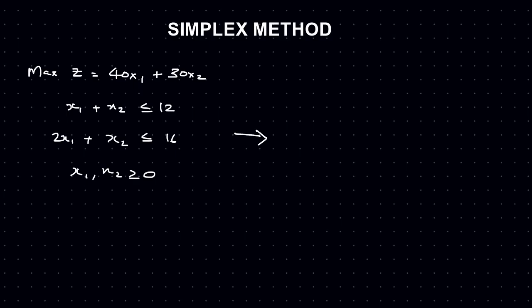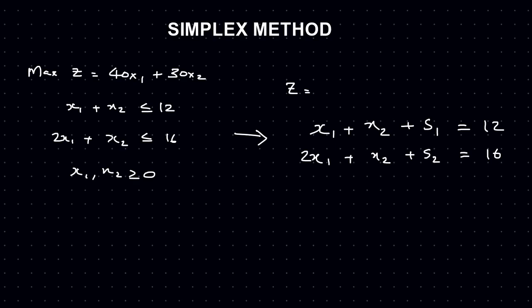So what we need to do is convert these inequalities into equalities. For the first constraint we can write x1 plus x2 plus a slack variable s1, so that the less than or equal to constraint becomes equal to 12. Similarly for the second one we have 2x1 plus x2 plus a second slack variable s2, so that the inequality turns to equality, and correspondingly we make a change in the objective function.